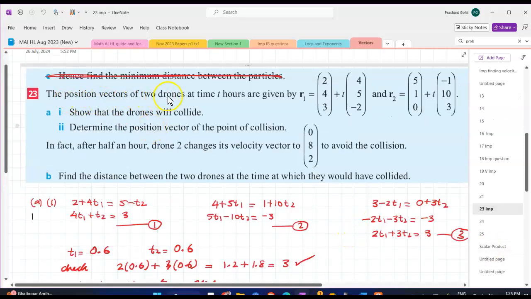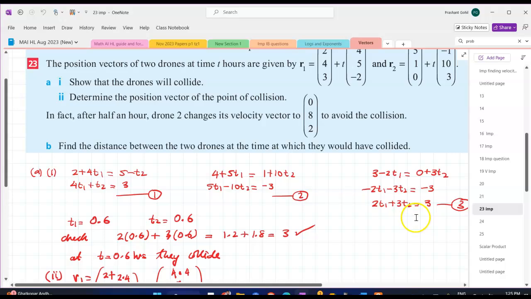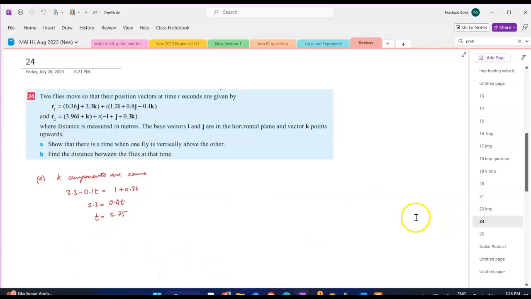Now, the position vectors of two drones have been given; show that the drones will collide. That means the paths will cross, and also at the same time they'll be at the same position. So first you have to check if the paths cross, and also if the parameters are the same, t1 and t2. If you put it back, for the same time you should get the same position. Go through it, it's easy. But when you start solving it, you have to call it t1 and t2.